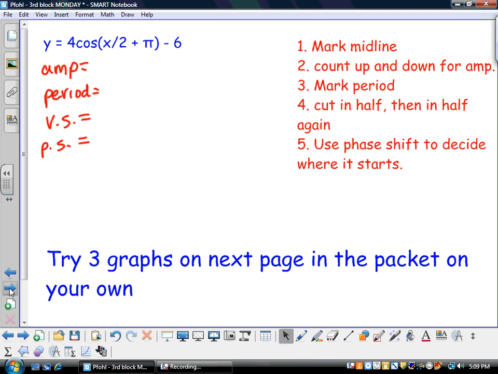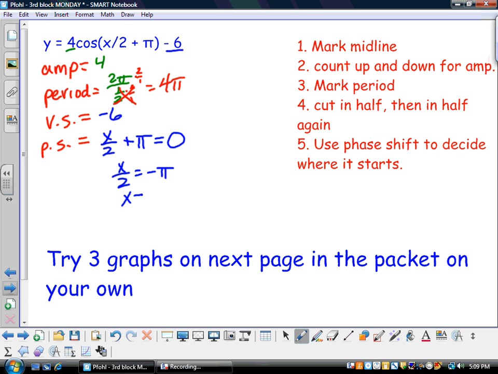All right, the amplitude, the number out front, is 4. The period is 2 pi divided by 1/2. When you have a fraction and a fraction, you multiply by the reciprocal. So the period is actually 4 pi in this case. Vertical shift up and down, this thing is shifted down 6. For the phase shift, take the part in parentheses, set it equal to 0, and solve for x. The phase shift is negative 2 pi. Pause the video again and try to graph this on your own now that you have the 4 important pieces of information about this graph.